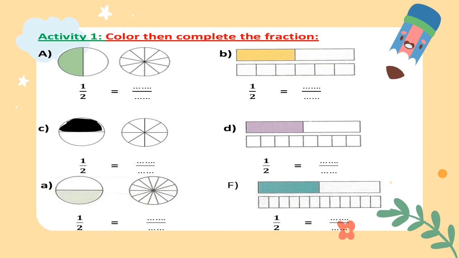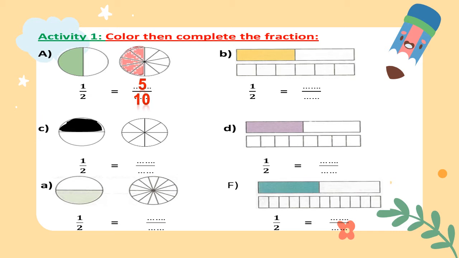Okay, primary 3, let's answer activity number 1 to understand the equal fractions. Question A, half of the circle. What is the equal fraction in the other side? Let's color half of the circle and write the fraction. How many colored parts here? 5. And what is the total parts of the circle? 10. So 1/2 equals 5/10.